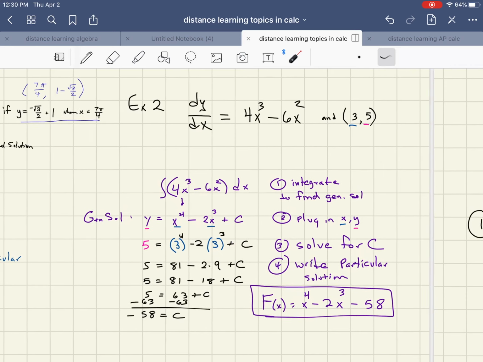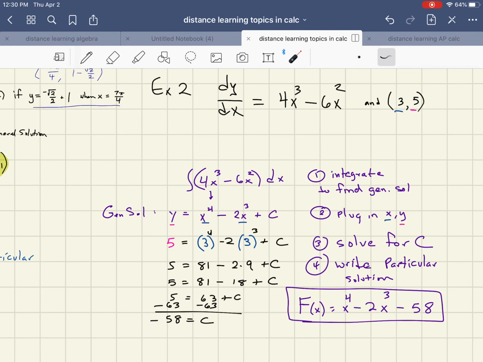Now here's another way you might see these problems. You might see the problems given to you in the form of a dy dx, which is a differential equation. Essentially, this is saying the derivative of y with respect to x is this. Okay, let's ignore the 3, 5 here. That's our initial condition.